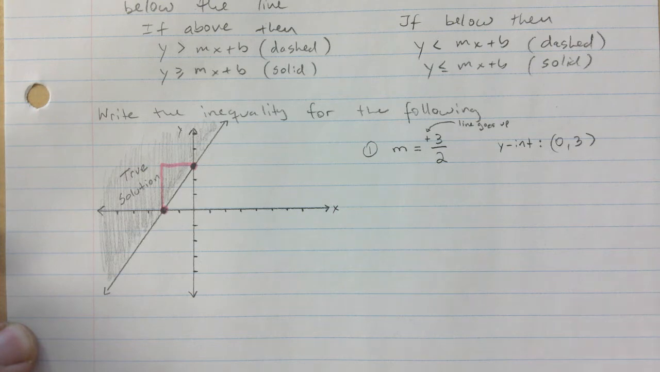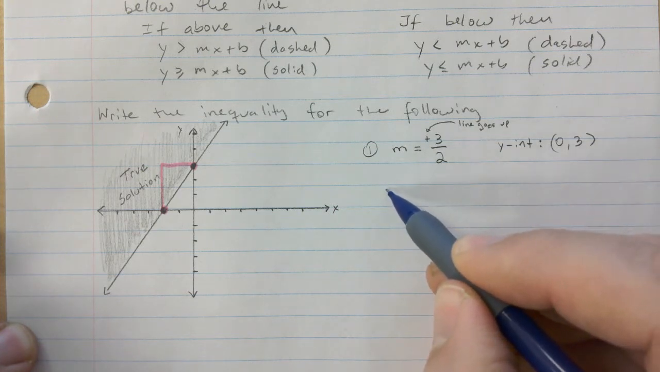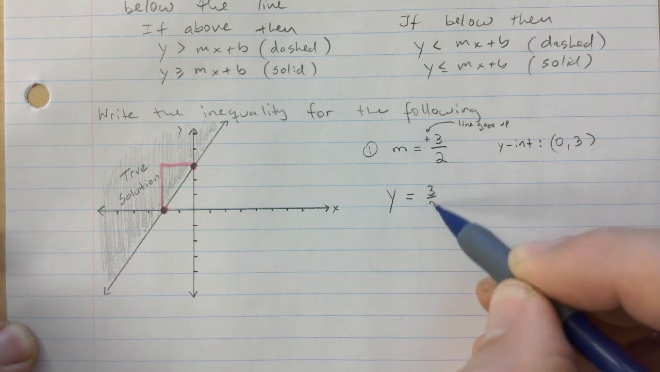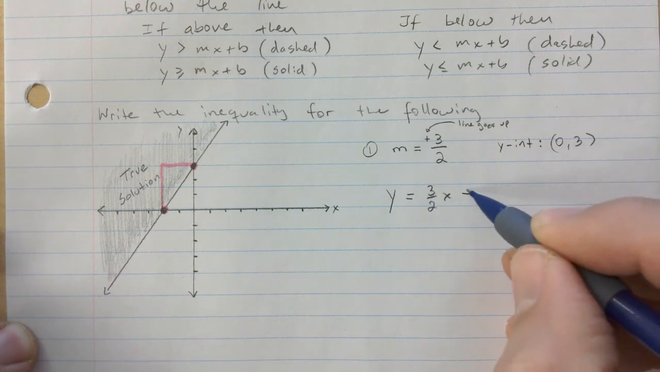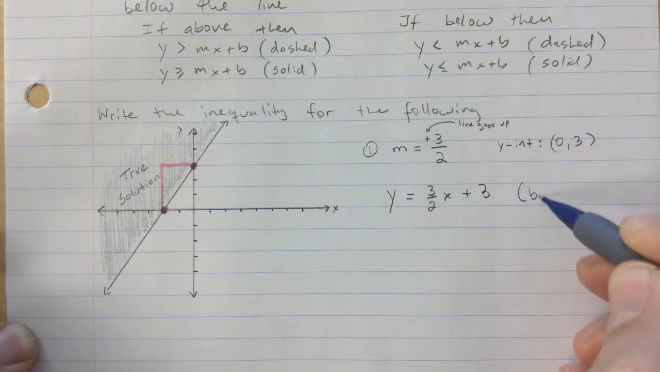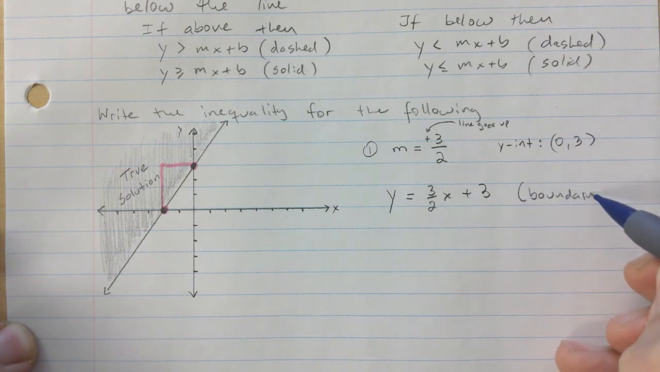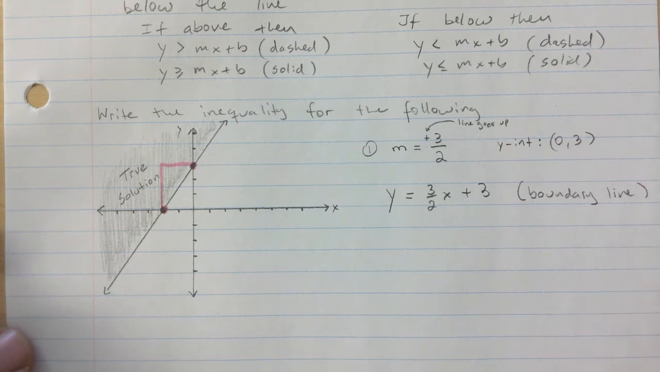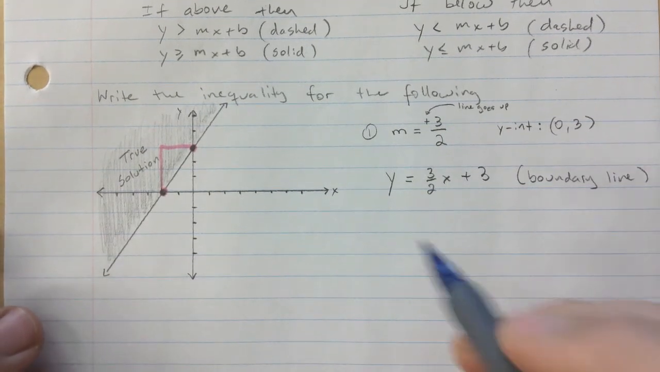So that's step number 1. We're going to write y = 3/2x + 3. This is the boundary line. We're not done yet. Now comes the tricky part.